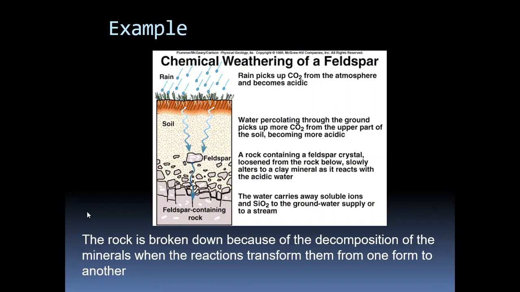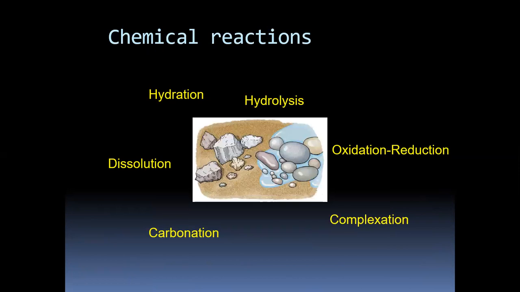So basically, the rocks will be broken down into smaller pieces and decomposed through the transformation of minerals through chemical reactions from one form to another. There are six different chemical reactions that can lead to the breaking down of rocks chemically or biochemically, let's say. You have hydration, hydrolysis, oxidation-reduction, dissolution, carbonation, and complexation. Now let's go through them one by one and give an example of how these chemical reactions can lead to the formation of soil.